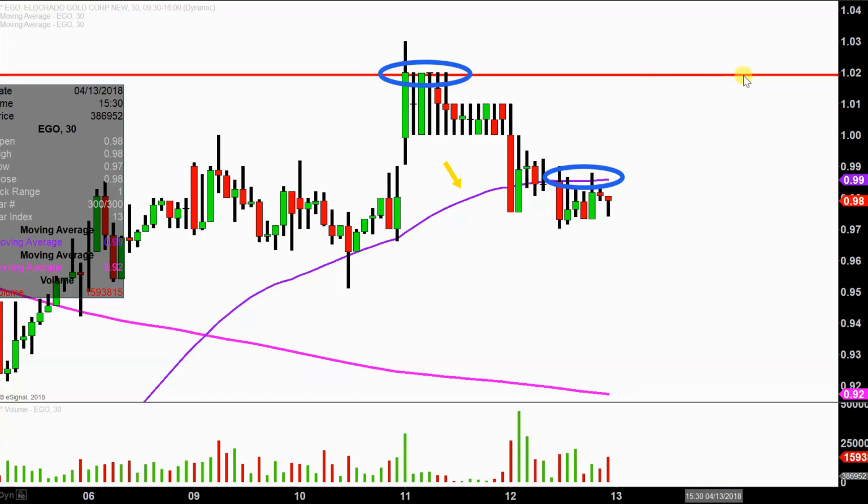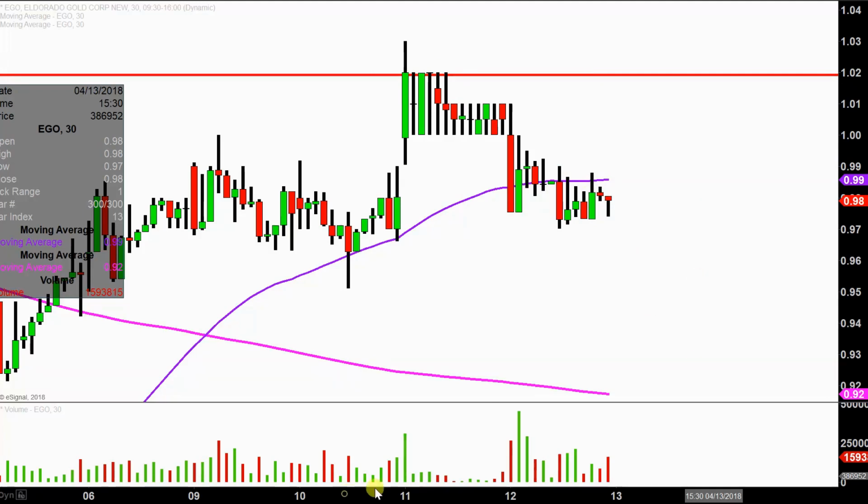So yes, $2 is the overall level, but before you start talking about doing battle with that one or anything like that, top priority by far is once again the level right here at that 50-period simple moving average, currently valued at the 99-cent mark. So keep an eye as far as resistance levels are concerned on 99 cents and then up there at $2.